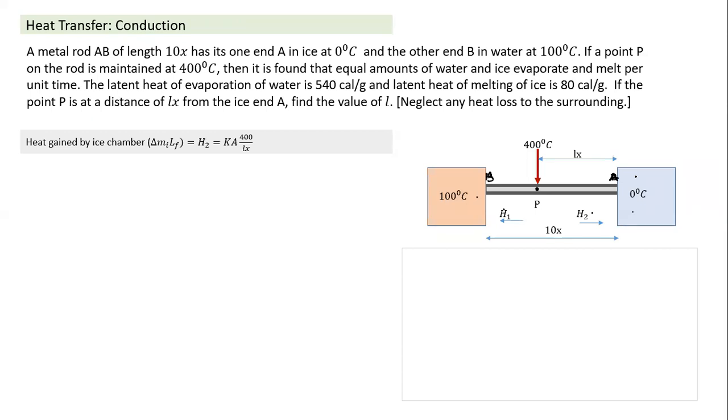So we just need to write the H1 and H2 terms, heat gained by the H2 chamber. So how do I write? Delta Mi into Lf is equal to H2 into delta T. And what is H2 equal to? K A delta theta by length. So here, the temperature difference is 400 and the length is Lx. That is equal to delta Mi Lf. I hope you are all clear. Sorry, I just missed one term. You should add delta T here.